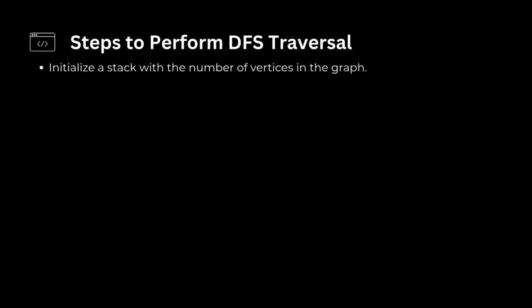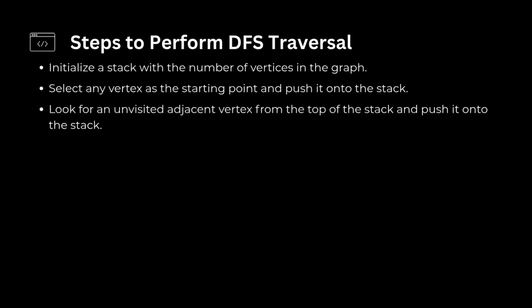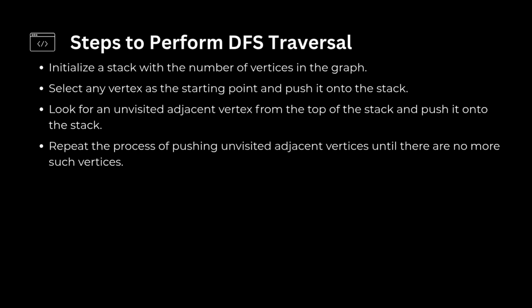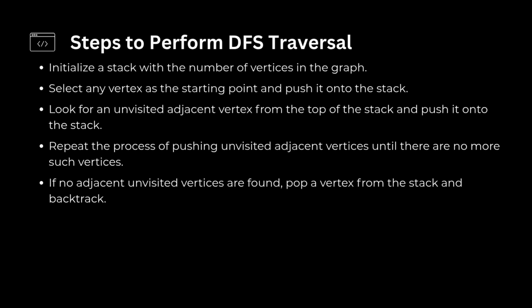First, initialize a stack with the number of vertices in the graph. Next, select any vertex as the starting point and push it onto the stack. Third, look for an unvisited adjacent vertex from the top of the stack and push it onto the stack. Fourth, repeat the process of pushing unvisited adjacent vertices until there are no more such vertices. Fifth, if no adjacent unvisited vertices are found, pop a vertex from the stack and backtrack. Sixth, continue this process until the stack becomes empty.